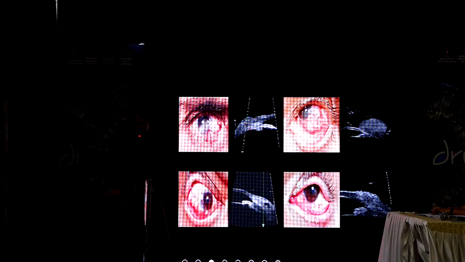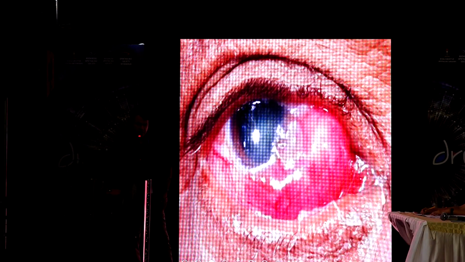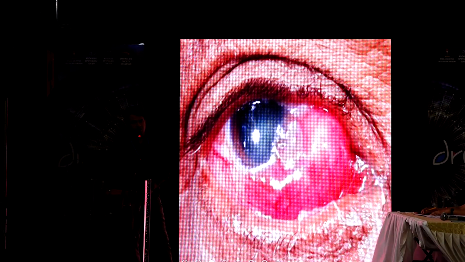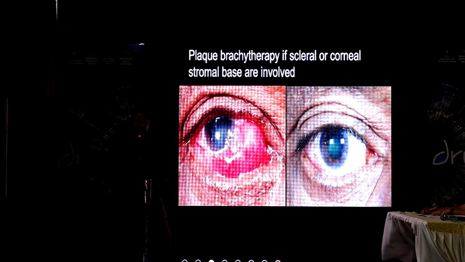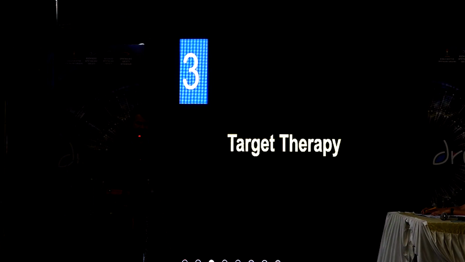So unless you do imaging, you will not be sure whether they have ciliary body, iris or anterior segment invasion. So imaging should be used in ocular surface neoplasia. Patients who have scleral involvement already cannot be treated with excision alone. These patients would need plaque brachytherapy, either as a secondary procedure after excision of the lesion flush with the sclera. This is one more example of plaque brachytherapy done secondarily, or primary plaque brachytherapy.